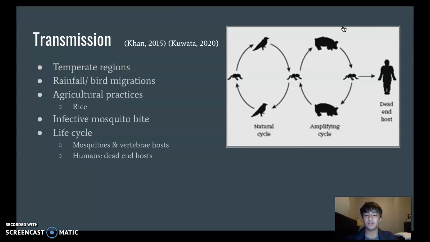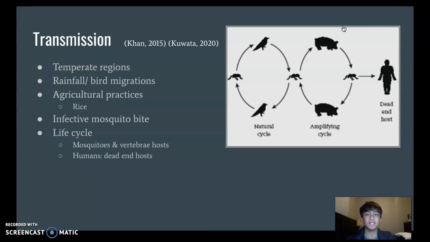JEV is transmitted by being bitten by infected mosquitoes. Although really rare, the virus can also be transmitted by exposure to someone who is infected. JEV is usually transmitted in specific temperate regions, like Asia, the Western Pacific, and Northern Australia. Transmission is highest between May and September. The seasons also vary depending on the amount of rainfall and the patterns of bird migrations.